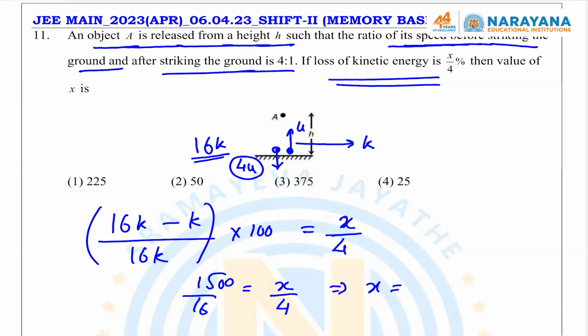So x is 1500 divided by 4, which is 375. So answer is 375. So option 3 is the correct answer.